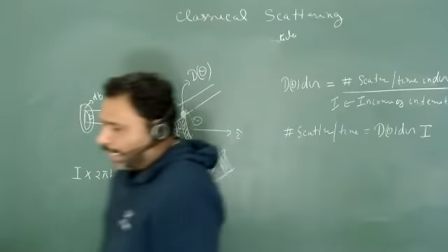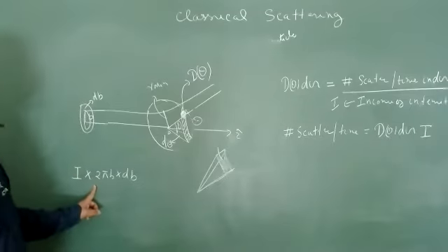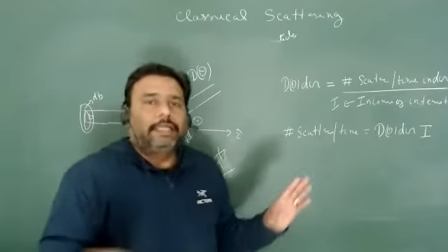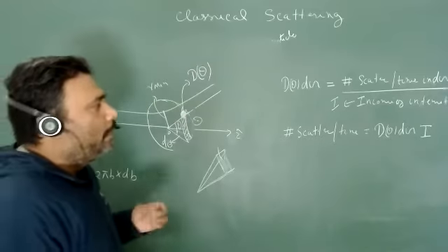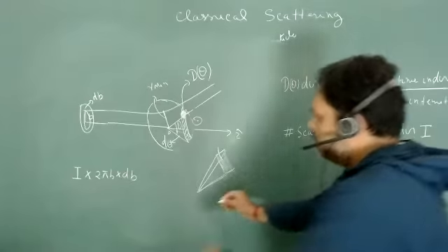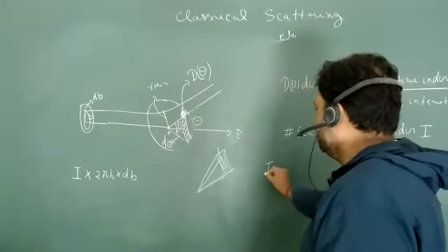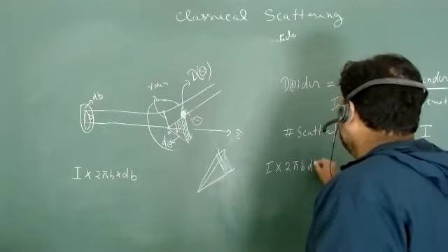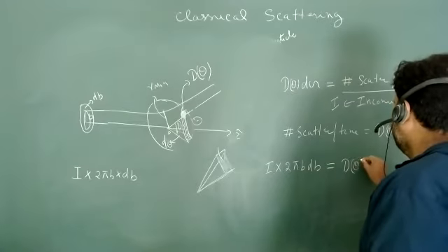And now look here. This is also the number of particles. We assume that we are not losing any particle. All the particles that are coming have to be scattered. So both numbers of particles should be the same, isn't it? So the incoming particles must equal the scattered particles. So we have I into 2 pi b dB is equal to d theta, and I also.